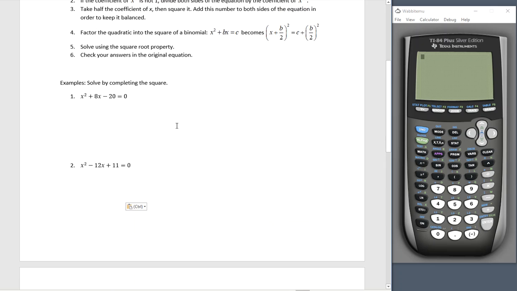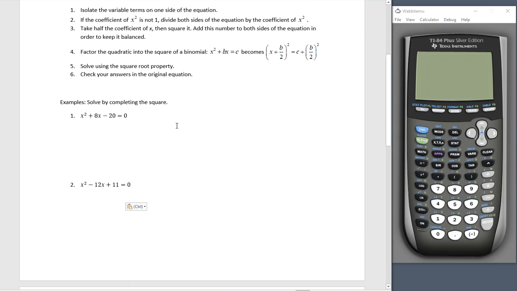So let's take a look at this first one. First step, we want to isolate the variable terms on one side of the equation. So I'm going to add 20 to both sides. x squared plus 8x equals 20. Notice I left this gap here. Now, the coefficient of x squared is 1, so I'm good to go on the next step.